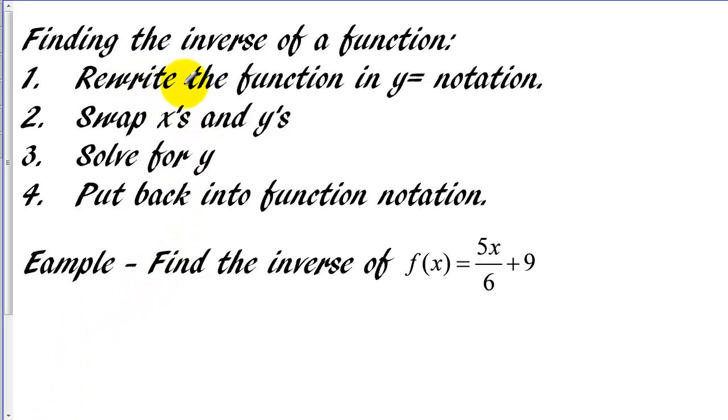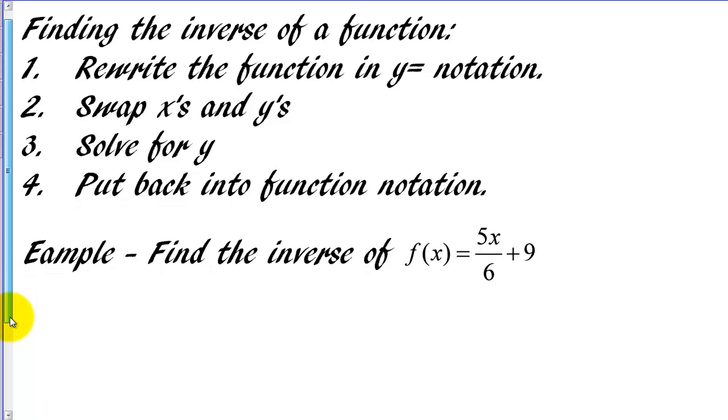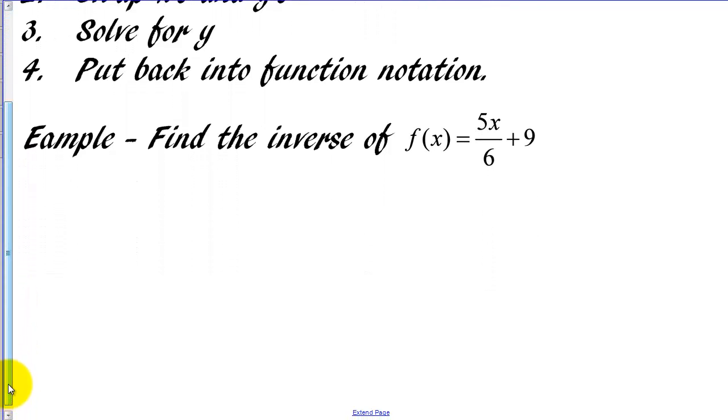So we're going to rewrite our function notation as y equals, and we're going to swap x's and y's, meaning everywhere in the equation there's an x, we're going to replace it with a y, and every place there's a y, we're going to replace it with an x, and then we're going to solve that for y. That function we get will be the inverse of the original function. So let's go through this example here. I've got a typo here. That's supposed to be example, sorry.